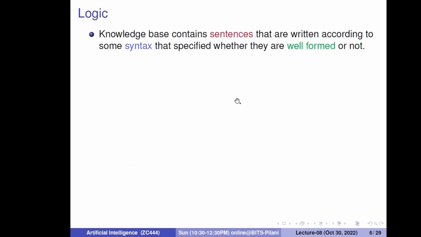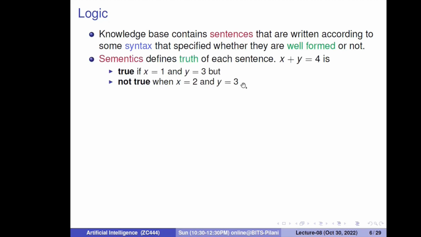Okay, so as I told you, there are sentences. Sentence is now a technical word. What is a sentence? Sentences represent knowledge, and they are written based on some syntax. So we define some syntax, and this syntax tells how to write things. Whatever we are going to write is in a well-formed way, and this well-formed way is called sentences.